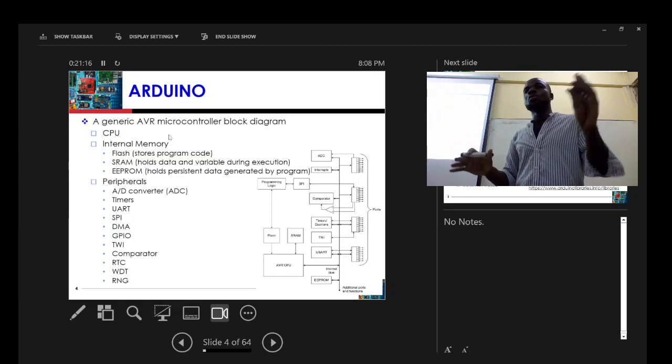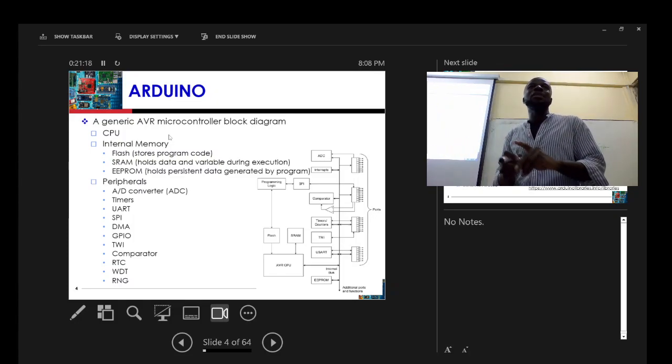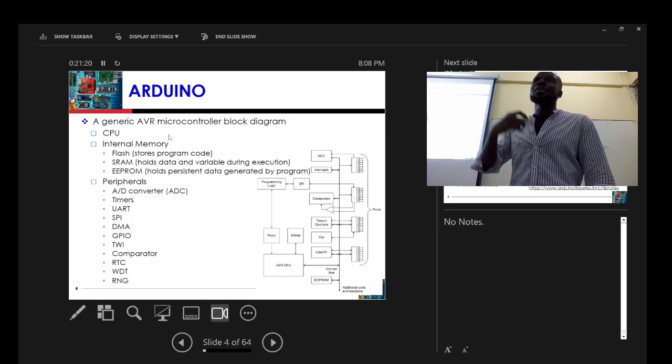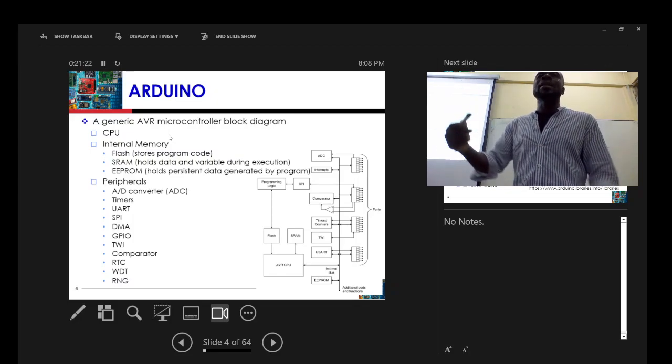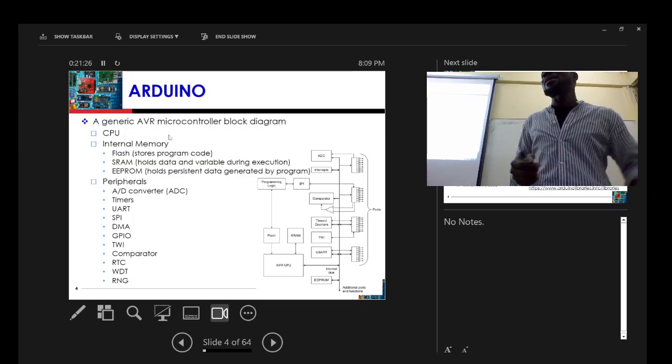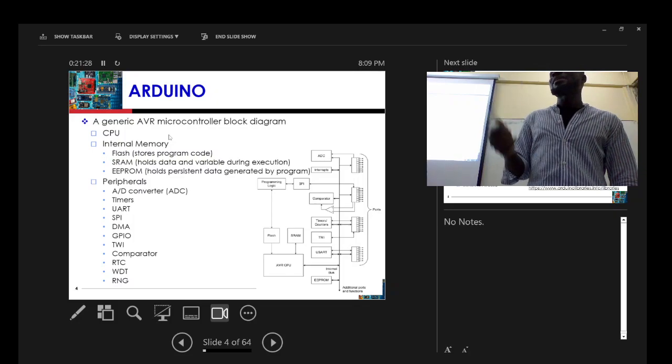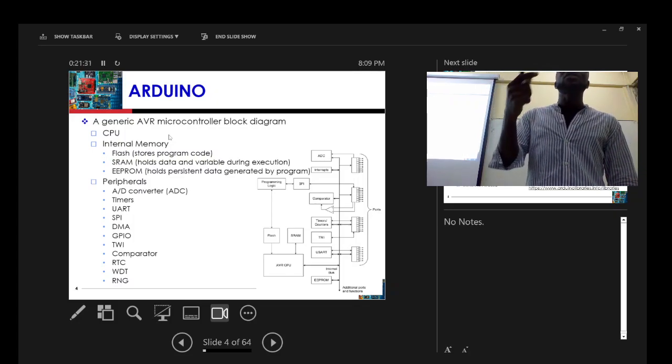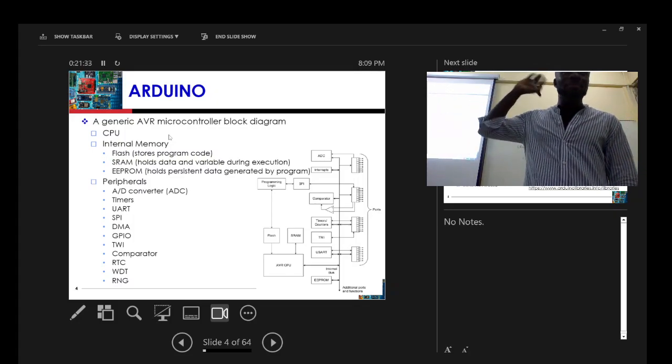Now, for the SRAM, once there's no power connected to it, the SRAM loses its data. So once you write your code, you upload it, and it's stored in the flash. Then once your code is running on your board, it generates some data, and it stores that data within the SRAM.